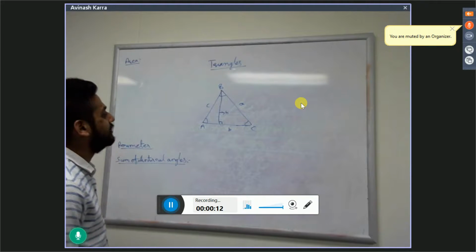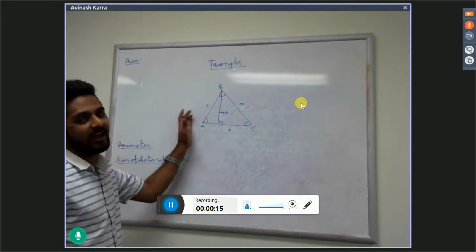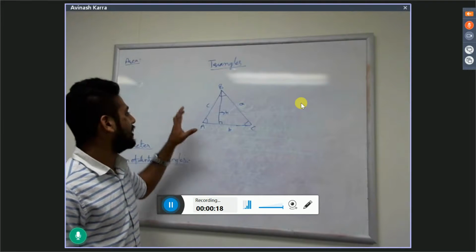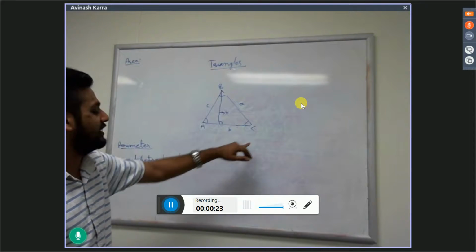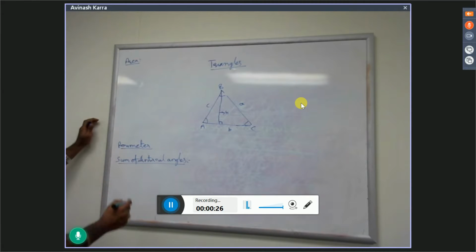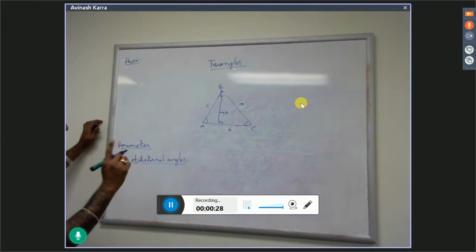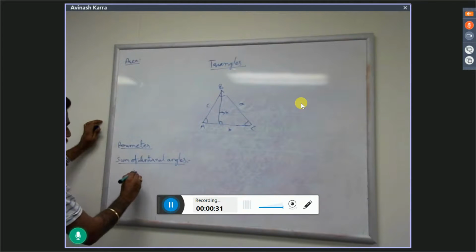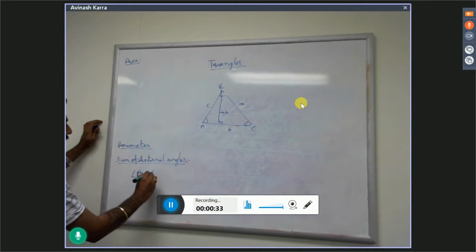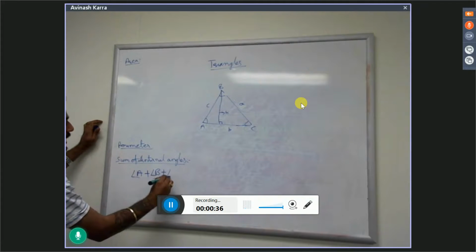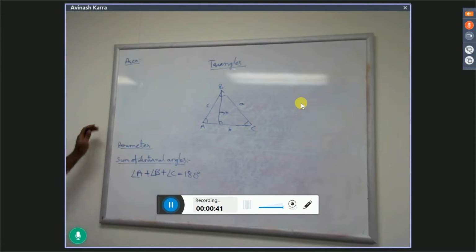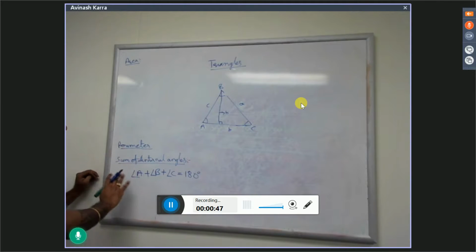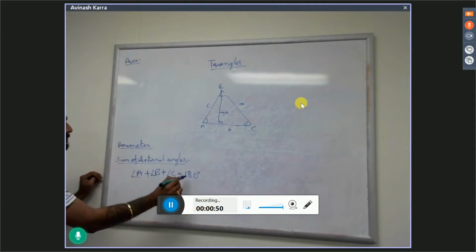Today our topic is triangles, and triangles have three angles. For example, if you consider triangle ABC, angle A, angle B, and angle C. First, what you need to remember is the sum of all the internal angles is equal to 180 degrees. So angle A plus angle B plus angle C is equal to 180 degrees, and it is so for whatever triangle it might be.